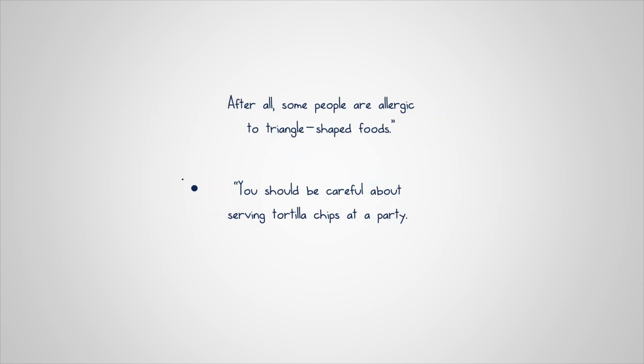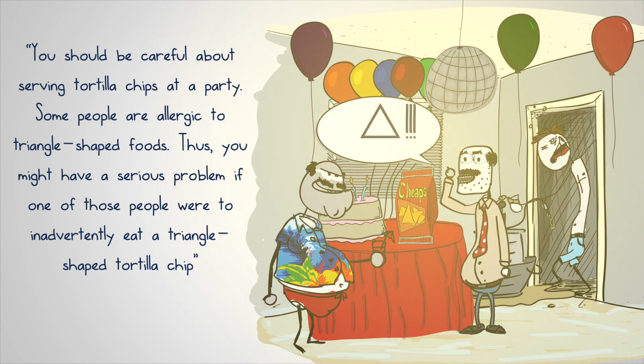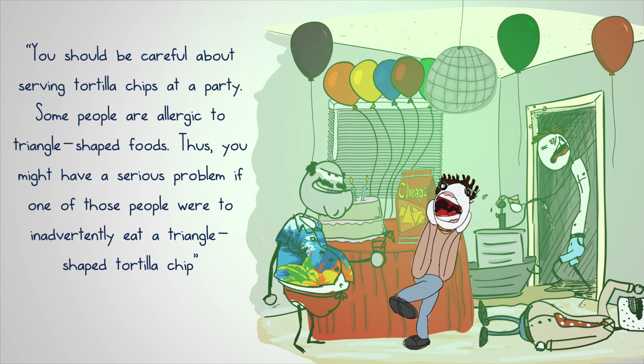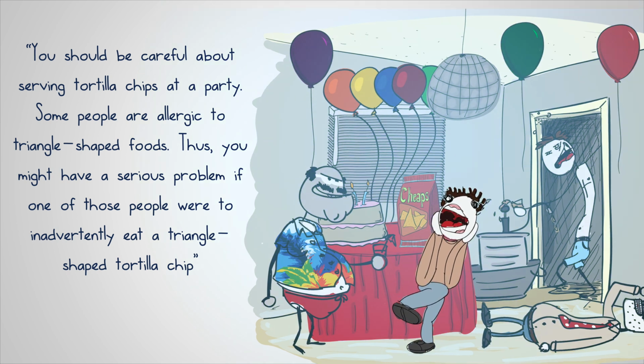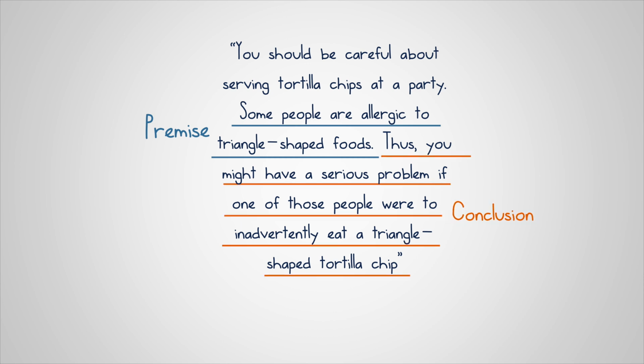But consider this. You should be careful about serving tortilla chips at a party. Some people are allergic to triangle-shaped foods. Thus, you might have a serious problem if one of those people were to inadvertently eat a triangle-shaped tortilla chip. Here, the statement that some people are allergic to triangle-shaped foods is a premise that supports the last statement, so we know that that last statement is a conclusion. But we also have this first statement, you should be careful about serving tortilla chips at a party. What's the relationship between this statement and the last statement?